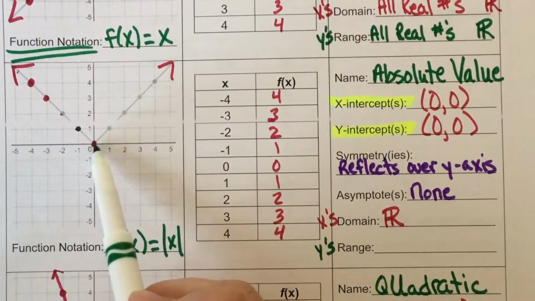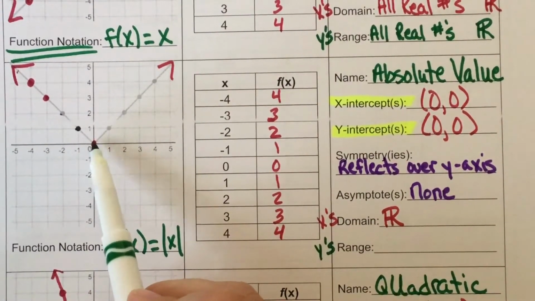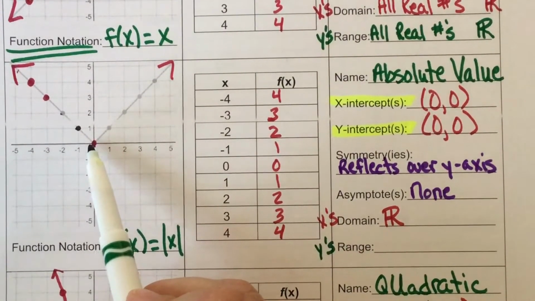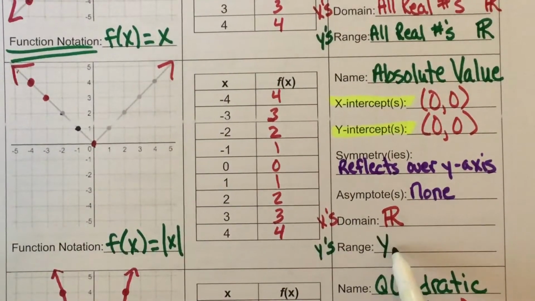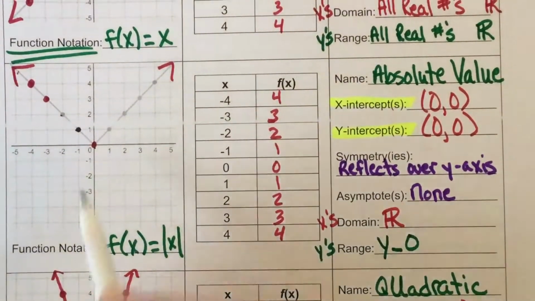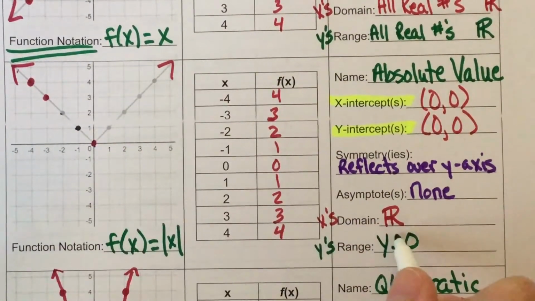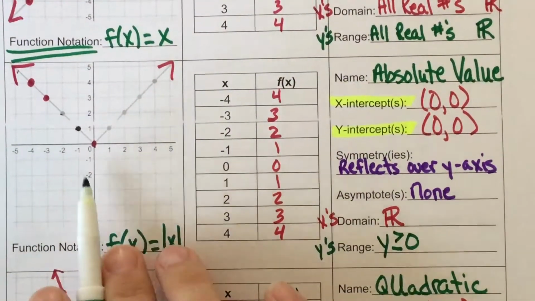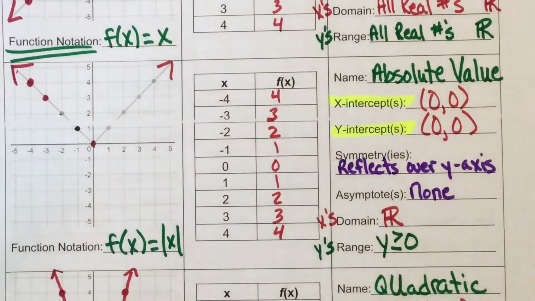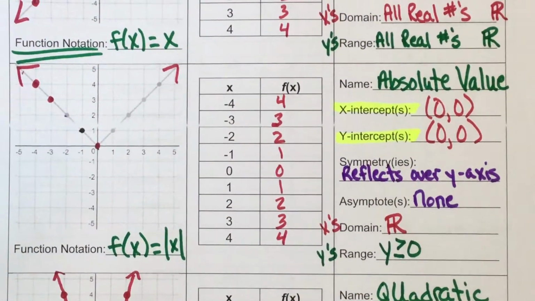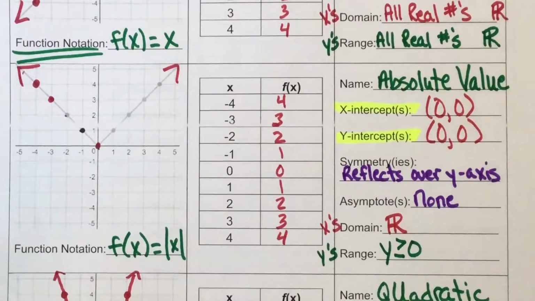So we need to know the y value at that lowest spot. And who's that y value there? 0. So the y starts off equaling a 0. And when you go up, up, up on this side and up, up, up on this side, your y's get greater. Anytime you move up, y's get bigger and bigger. And this is the range for your absolute value parent function.